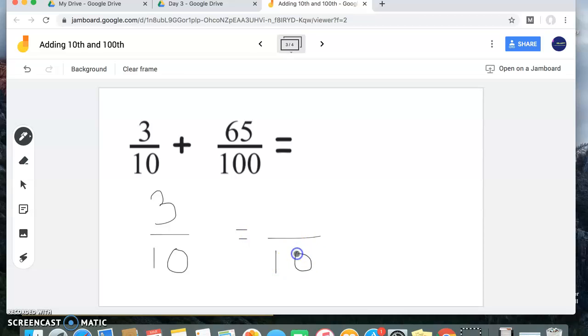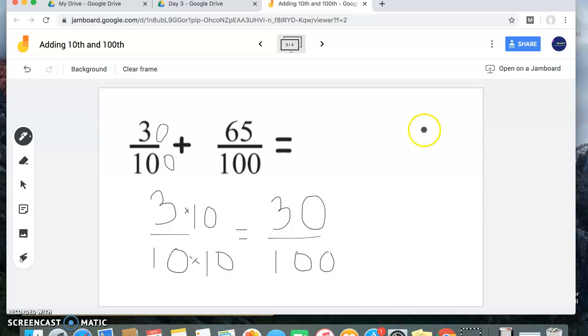And just like the previous problem, I could do that by multiplying my denominator by 10. But if I multiply my denominator by 10, I also need to do the same to my numerator. And 3 times 10 is 30. So this is showing us that 3/10 is equivalent to 30 hundredths. So now I can take 30 hundredths and simply add it to 65 hundredths.